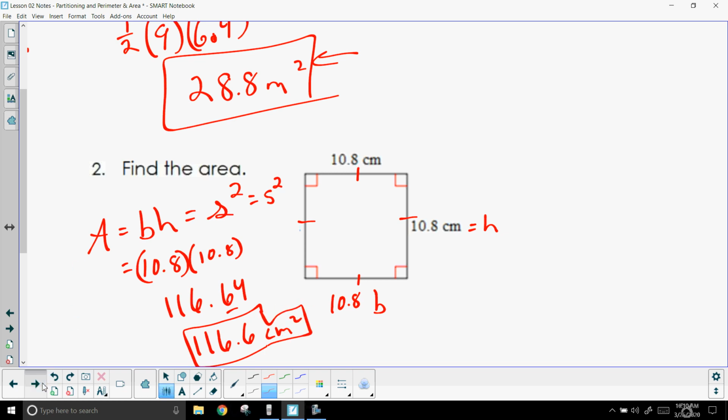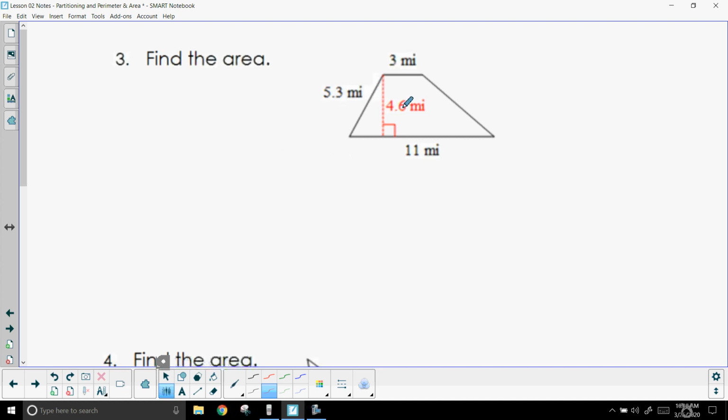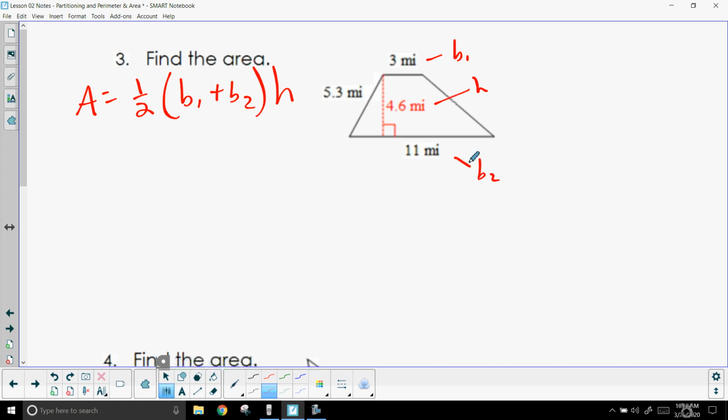Again, area for the trapezoid was 1/2 B1 plus B2 times height. This is the height. This could be B1. This could be B2. Does not matter which one is which. And notice we don't even need this guy. So, 1/2 B1 is 3 plus 11. Height is 4.6.